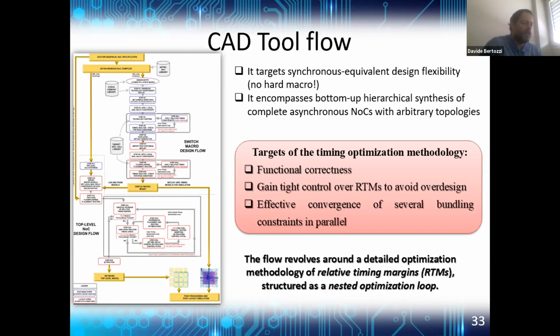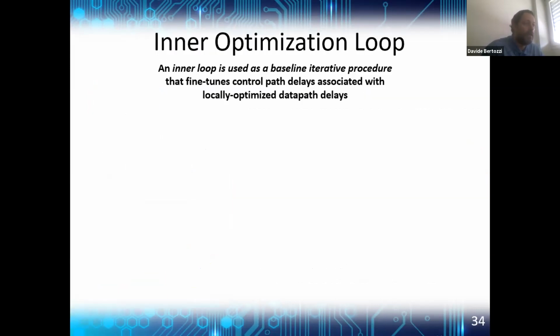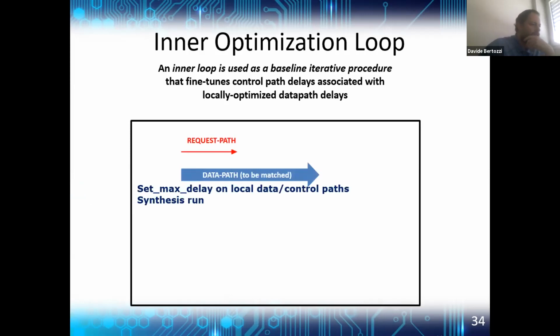In order to achieve these goals, the timing optimization methodology is structured as a nested optimization loop, as hereafter illustrated. So we have an inner optimization loop, which is a baseline iterative synthesis procedure that fine-tunes control path delays associated with locally optimized data path delays. Let's see what it means with an example. So let's say that we have a data path delay and we need to enforce a relative timing constraint on top of it. So we have a request path that has to be delayed with respect to this data path.